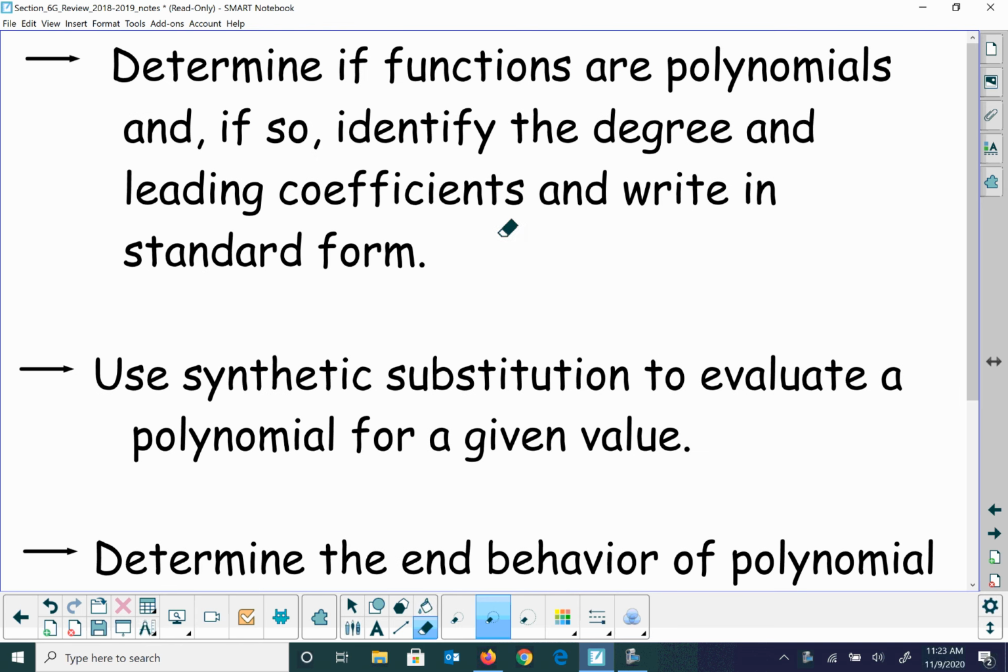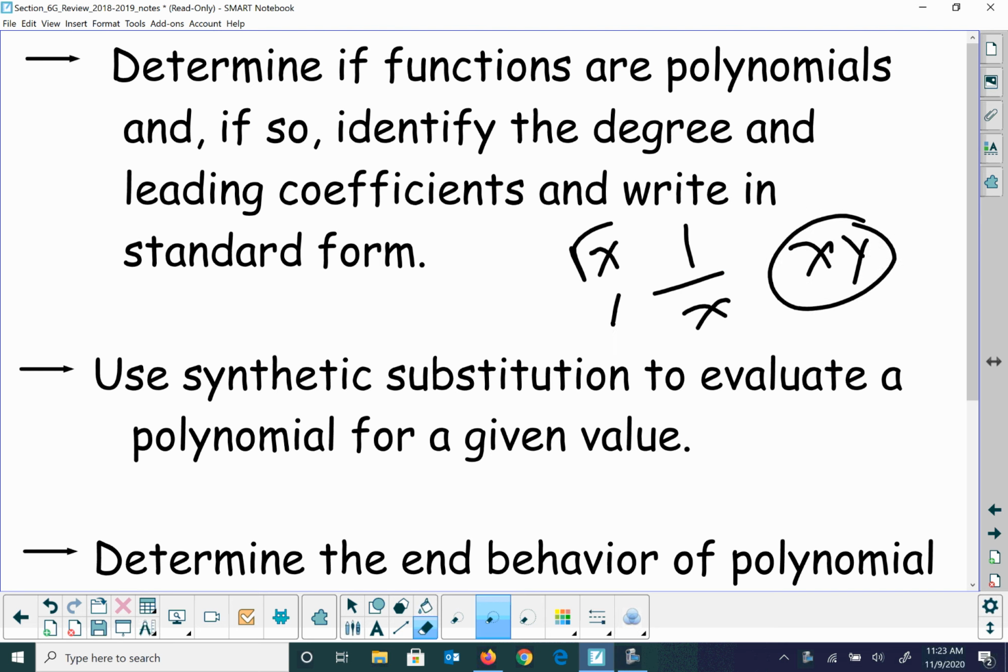So determine if a function is a polynomial. Remember, you can't have a square root of x, or x in the denominator, or x and y being multiplied together. Those are not polynomials. Synthetic substitution. This is where we would be using our long division, and I'll do an example at the end.